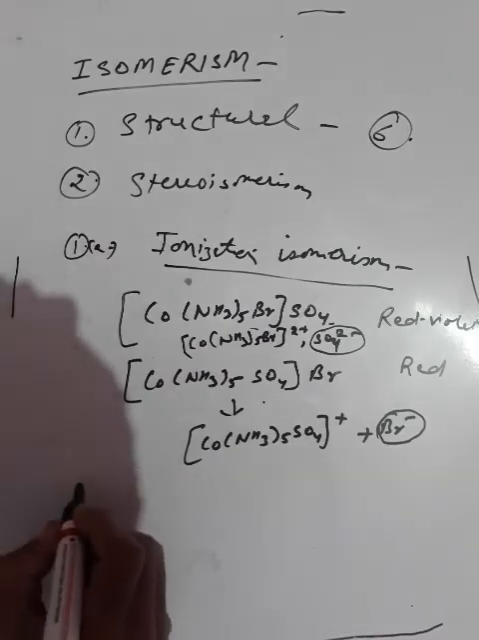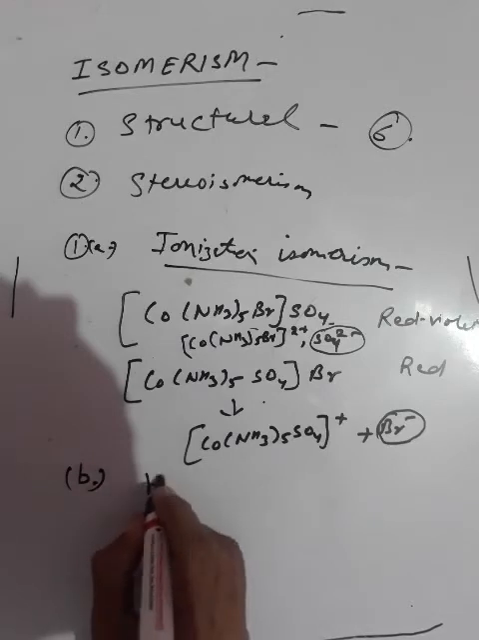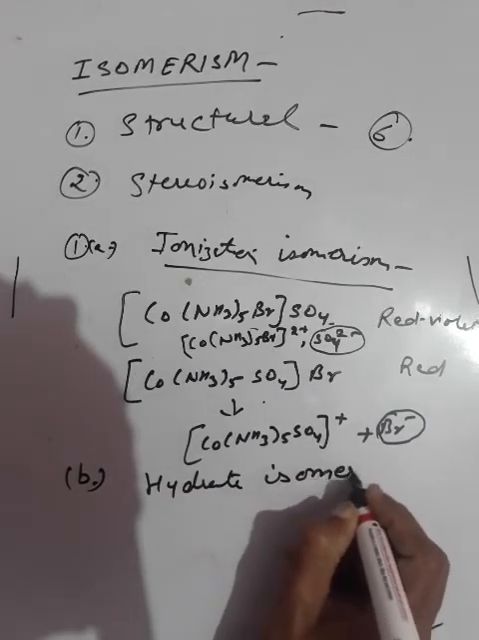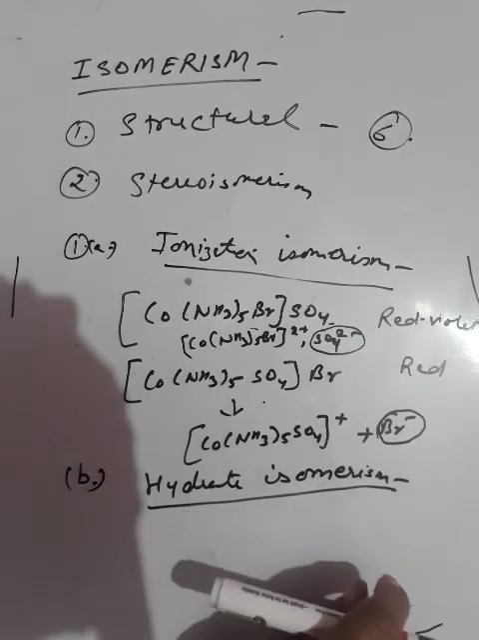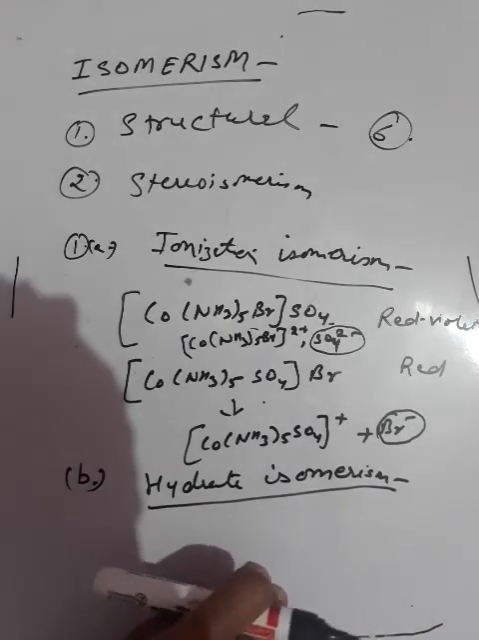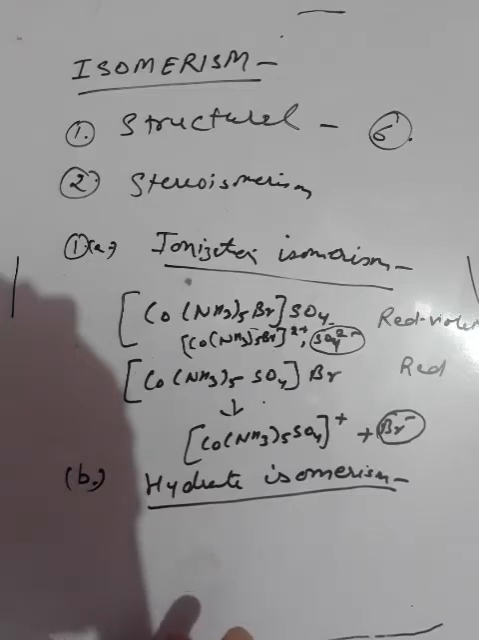Now the second type of structural isomerism is hydrate isomerism. When we say hydrate isomerism, we are talking about the number of water molecules that are inside the coordination sphere and outside the sphere. So those compounds which have the same molecular formula but a different number of water molecules inside and outside the sphere will be different in the number of water molecules.